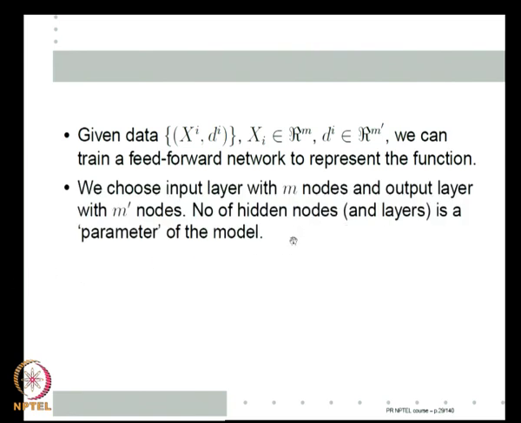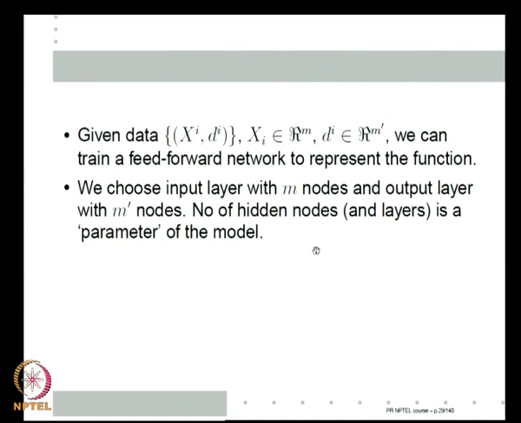What do we do? We choose an input layer with m nodes because inputs come from Rm. We choose an output layer with m prime nodes because desired outputs are m prime dimensional, and we have to put some hidden layers and hidden nodes. We know theoretically one hidden layer is good enough, but practically we may need more than one, maybe very often we may need 2, and in each layer we need to decide how many hidden nodes we want. These are arbitrary decisions, and anyway they are the parameters of the algorithm.